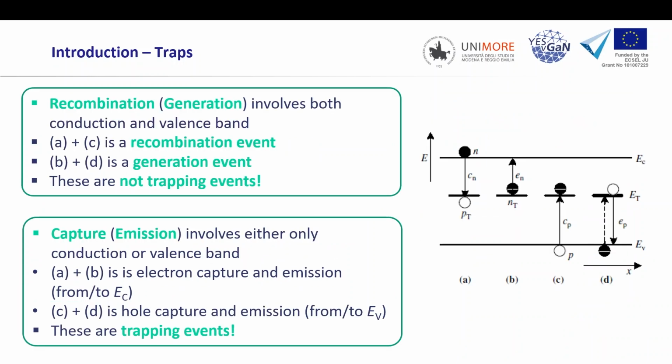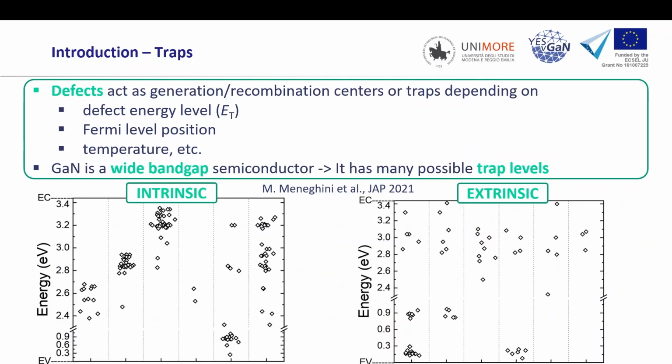I can just say that traps are not located in the middle of the band gap, but are either closer to the conduction band or to the valence band, because if they are in the middle, they are not called traps, but rather recombination and generation centers, because the events of capturing either electrons or holes have the same probability. But I guess that in GaN it's less of a problem than in silicon.